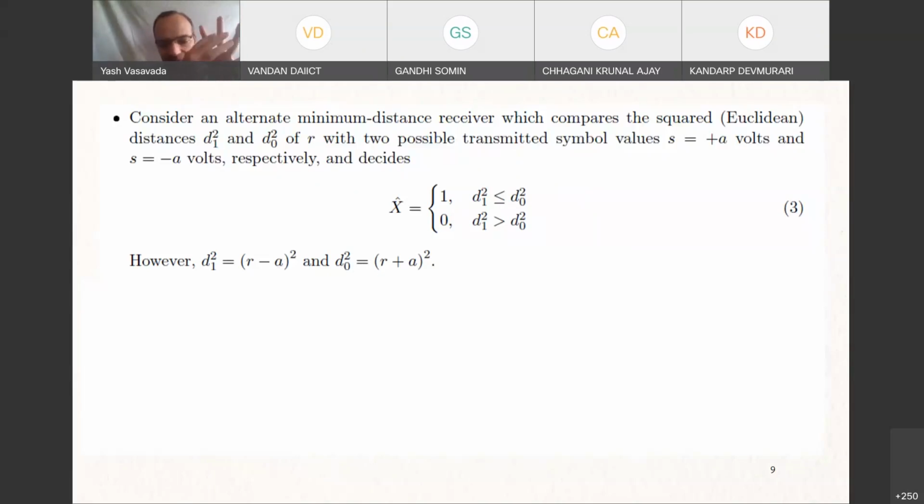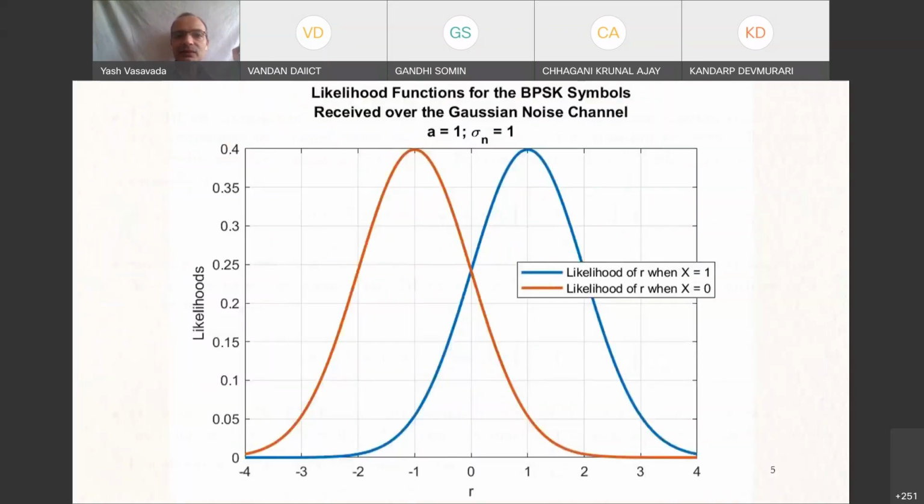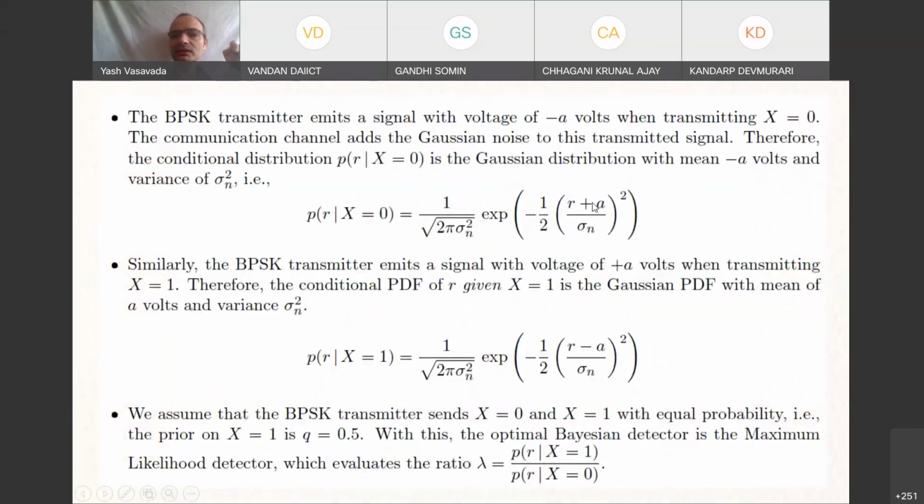Correct. Multiple students spoke at the same time, so I didn't get clarity, but I think your answer was that d1 squared and d0 squared were the terms sitting inside the conditional likelihood functions. See, this R plus A whole squared is nothing but d0 squared, and this R minus A whole squared is nothing but d1 squared. When we did the likelihood ratio or the log likelihood ratio, everything other than d1 squared and d0 squared turned out to be common to the likelihood functions. Clearly, this inverse square root of 2 pi sigma n squared is common. This exponential function is also common.